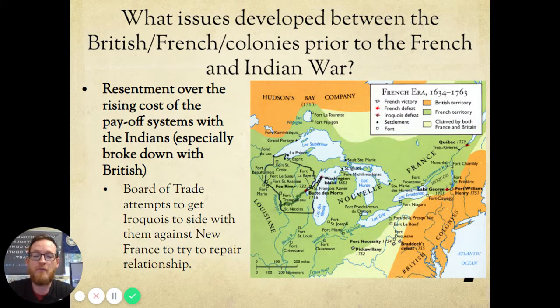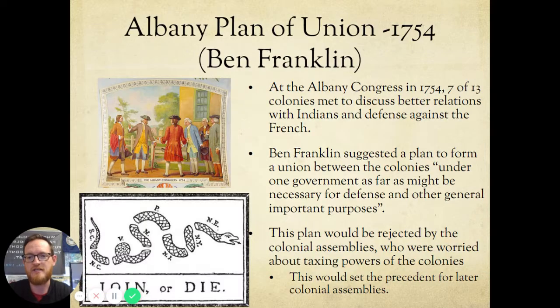You're going to actually see that the British Board of Trade would try to get the Iroquois to side with them against New France in order to try to repair the relationship. But at this point, because of the breakdown in the system, it just wouldn't work out. Plus, as we've talked about before, the French had just a lot better relationship with the natives than the British did. So in 1754, you'd have the meeting of the Albany Plan of Union.